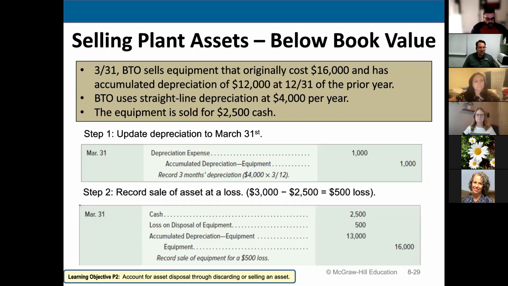Here's selling a plant asset at below book value. Again, step 1, bring our depreciation up to date, record the cash, debit the full accumulated depreciation account, credit the full asset account, and the difference, in this case, a debit of 500, will be our loss. So the process may seem a little intimidating at first, but after you do a few of them, it'll start to click.